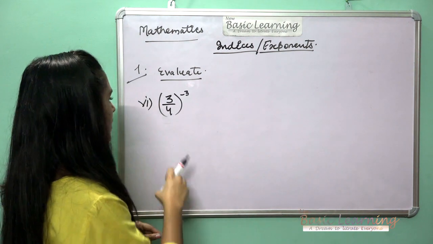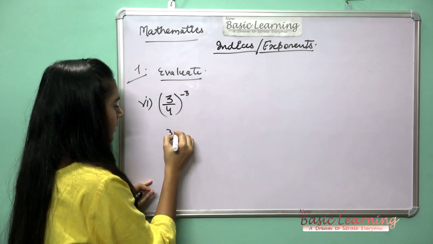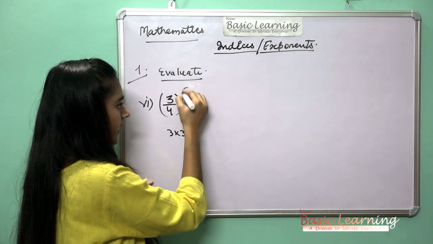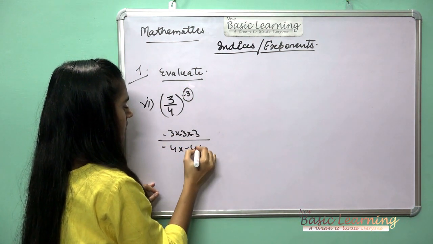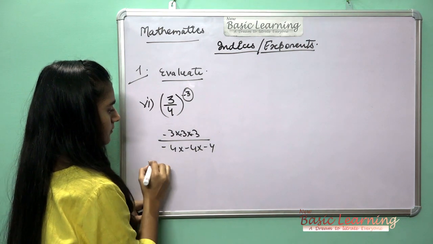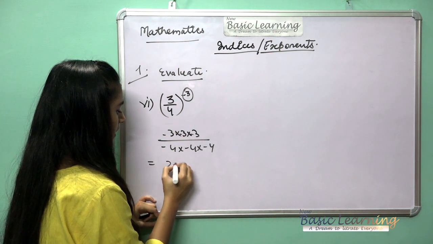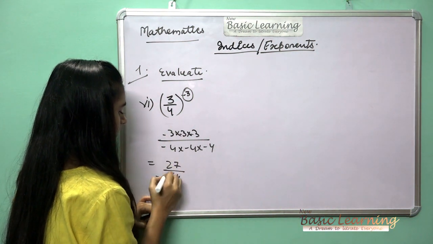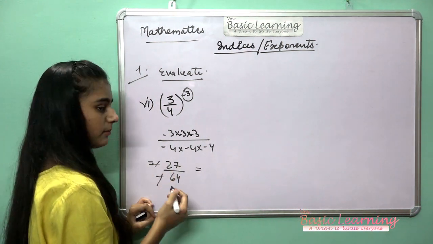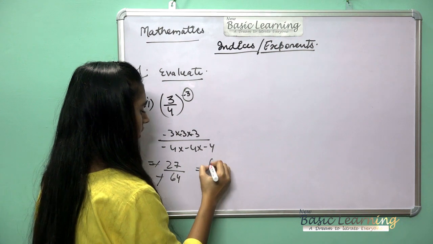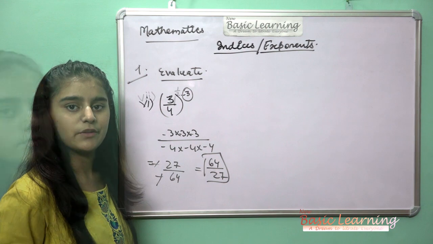Now the sixth question is 3 upon 4 to the power minus 3. We have to write 3 into 3 into 3, that is 3 times, and minus 4 into minus 4 into minus 4. So 3 into 3 into 3 gives 27, and 4 cubed gives 64. Now when we take the reciprocal, the minus is cancelled, and we get the answer 64 upon 27.